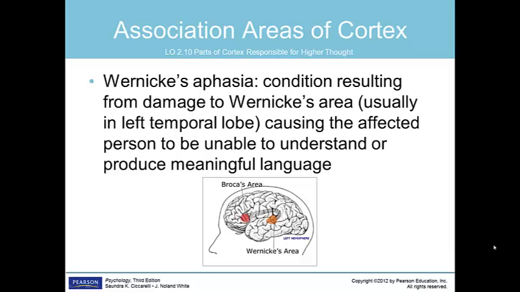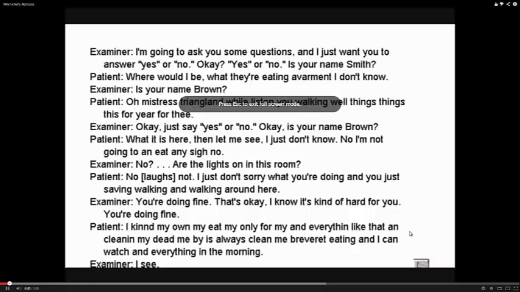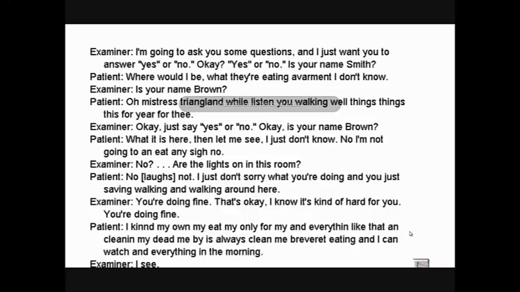Now, Wernicke's aphasia is a condition resulting from damage to Wernicke's area, which is usually located in the left temporal lobe. It causes the affected person to be unable to understand or produce meaningful language. I'd like for you to listen in on an interview with a person afflicted with Wernicke's aphasia. As you are watching the video, please look for the markers of Wernicke's aphasia. Is the person able to understand speech? Is the person able to produce meaningful language?